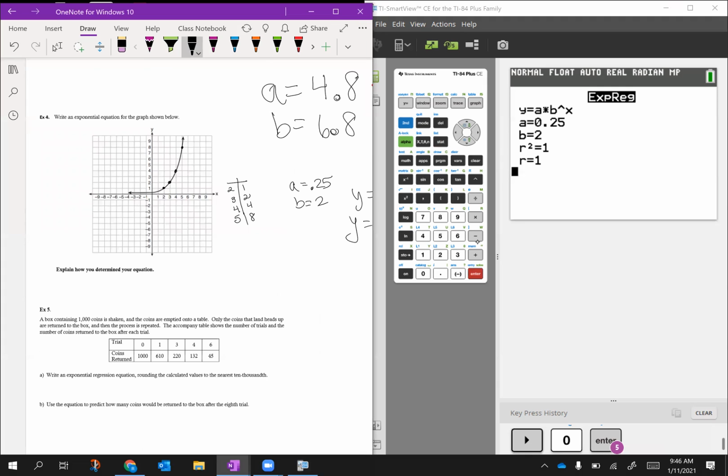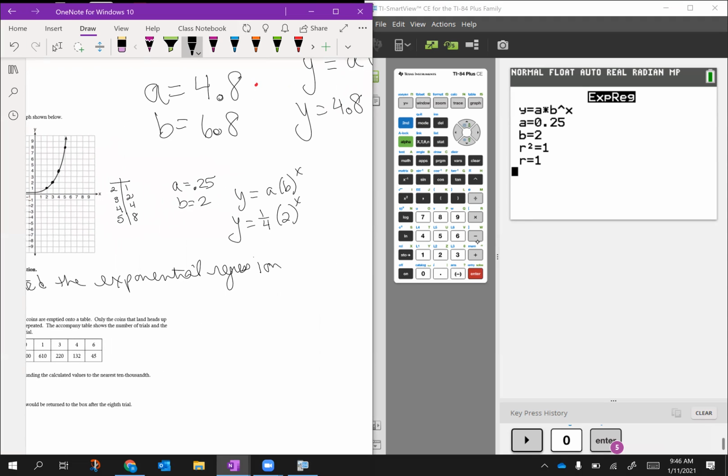So I'll explain how you determined your equation. A lot of the Regents exam, which you fortunately don't have to take, is to justify or explain. So you could say I calculated the exponential regression by using points on the graph. This would be a 2-point Regents question.